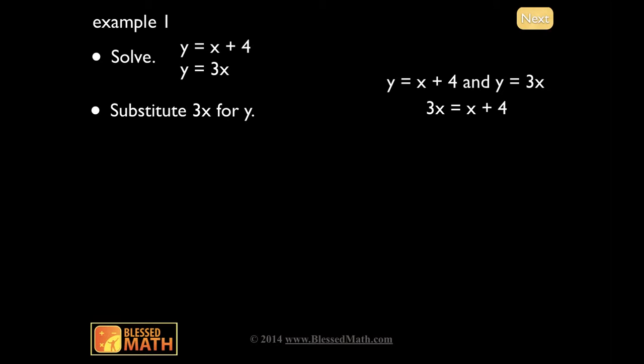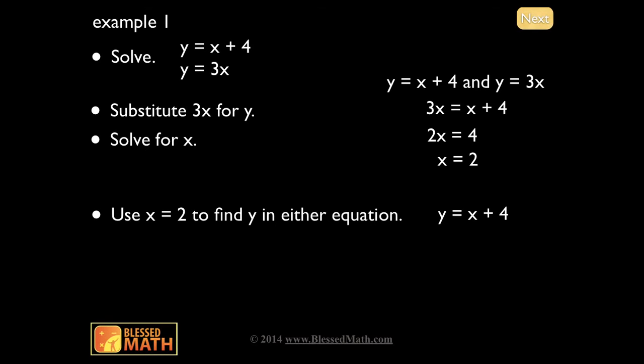Now, in that case, I've rid the equation of the y. I can solve for the x. So I'm going to subtract the x from the right-hand side, and that's going to give me 2x on the left. And then I'm going to have 2x equal to 4. In order to remove the 2 that's being multiplied by x, I'm going to negate it by dividing. So I'm going to divide both sides by 2. 2x divided by 2 is x, 4 divided by 2 is 2.